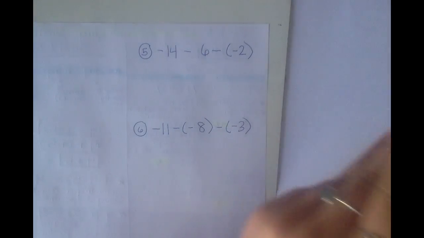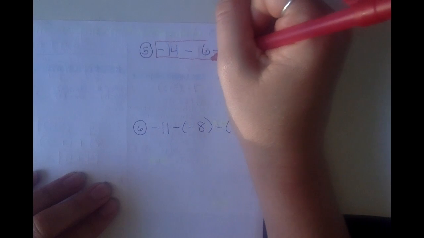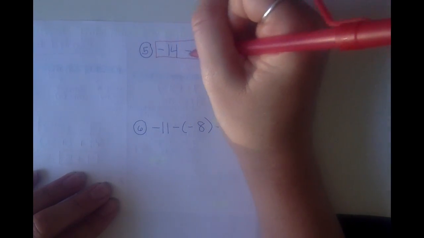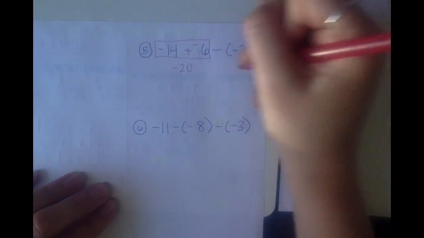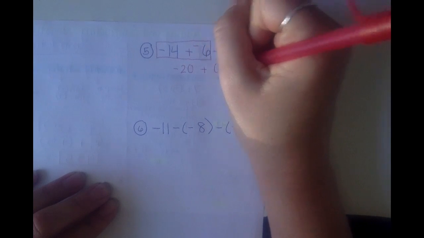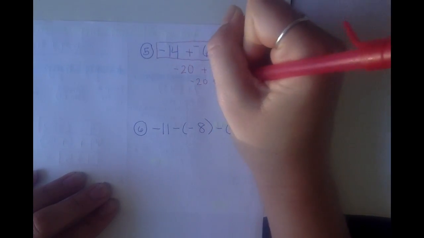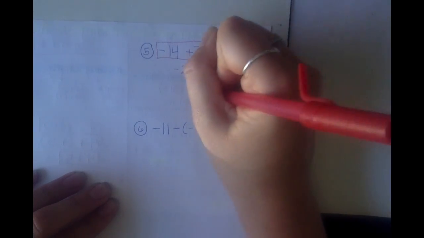So for this one, I'm going to take care of negative 14 minus 6 first. So negative 14, I stay, change, change. So this becomes a negative 20 minus a negative 2. Stay, change, change. This is now negative 20 plus 2, which gives me a negative 18 as an answer.